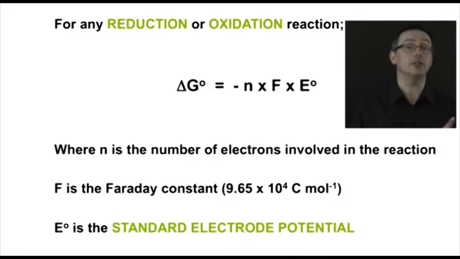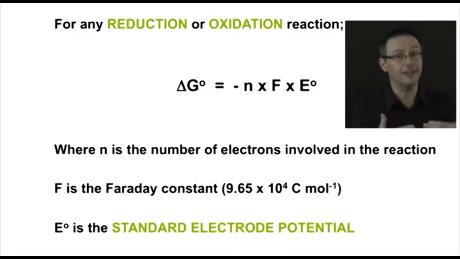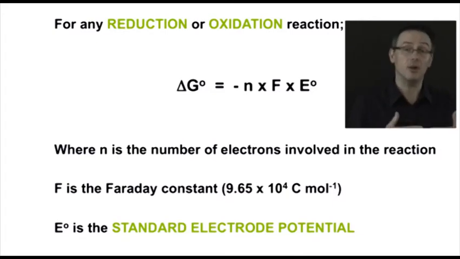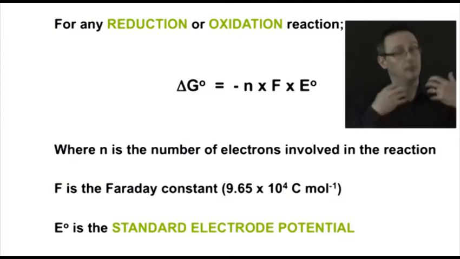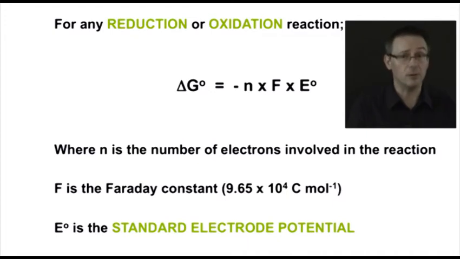And negative delta G naught values are good because a negative delta G naught means that the process is thermodynamically spontaneous and will occur. We can't say anything about the rate of the process because that's dependent upon kinetics, but we can say that it will spontaneously occur if a mechanism exists for it to do so.